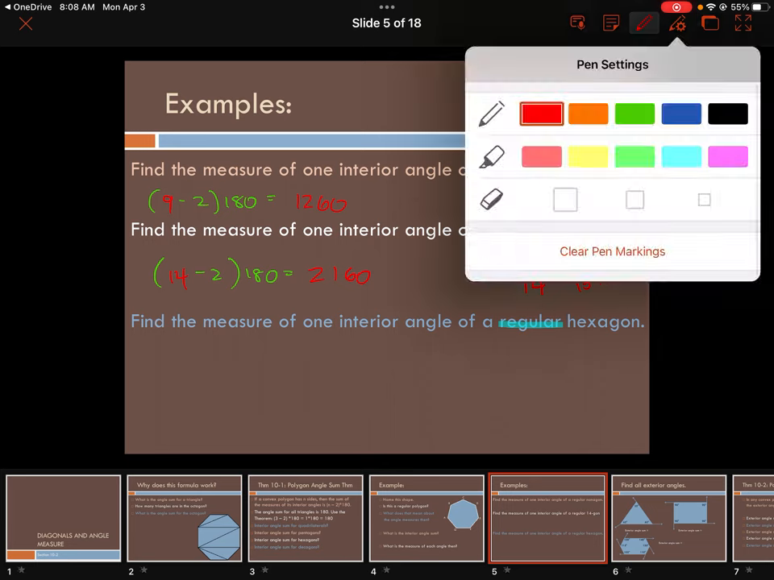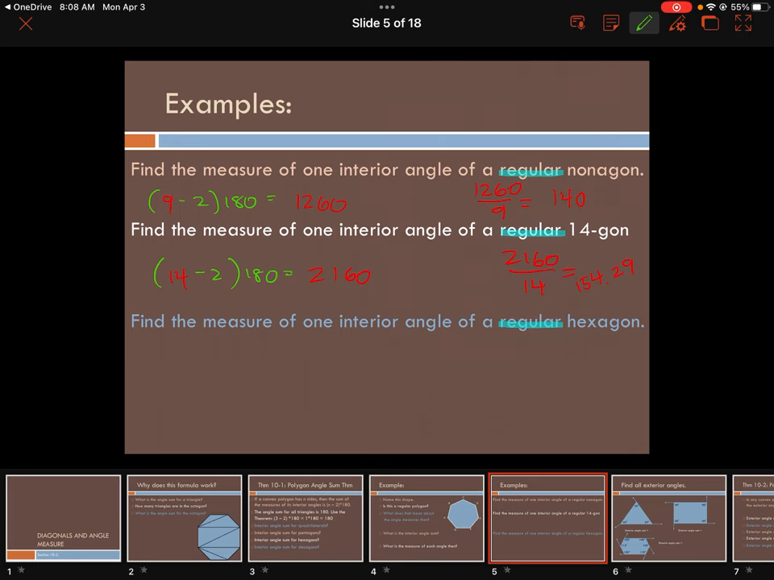Okay, and we'll do one more. One interior angle of a regular hexagon. Okay, now once you do these shapes time and time again, you'll get tuned into the interior angle sums. I know that's 720. And if they're all the same, divide by 6, that means each interior angle is going to be 120 degrees.